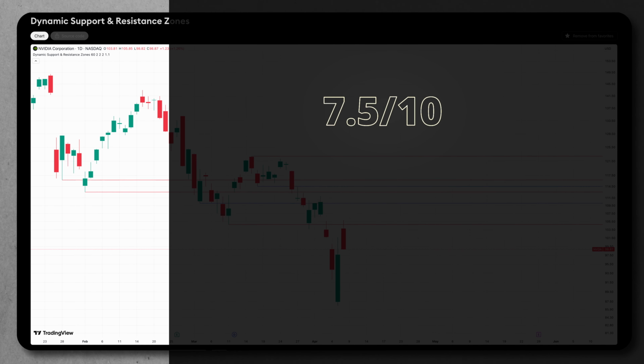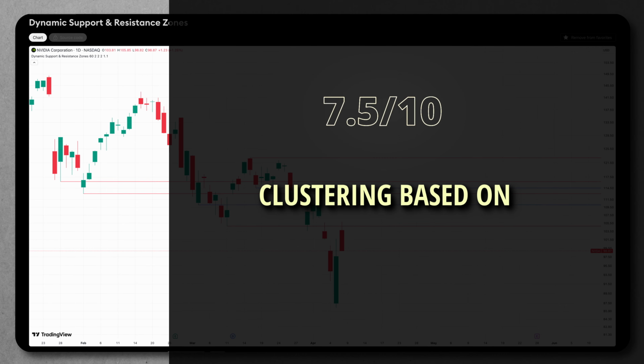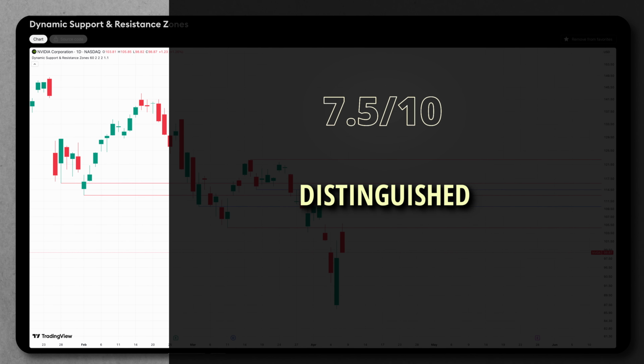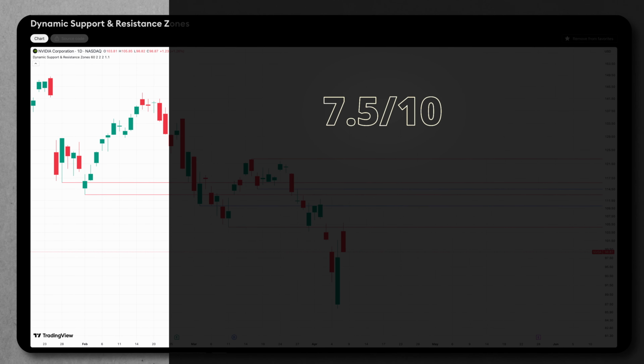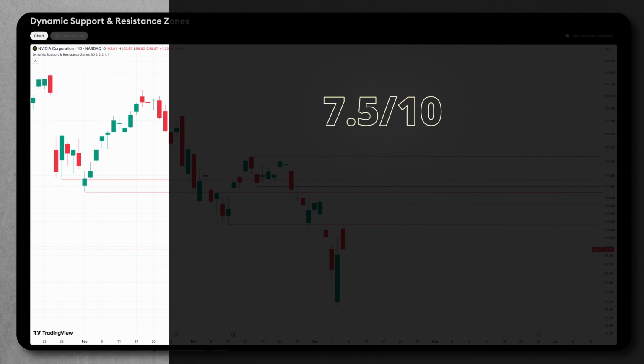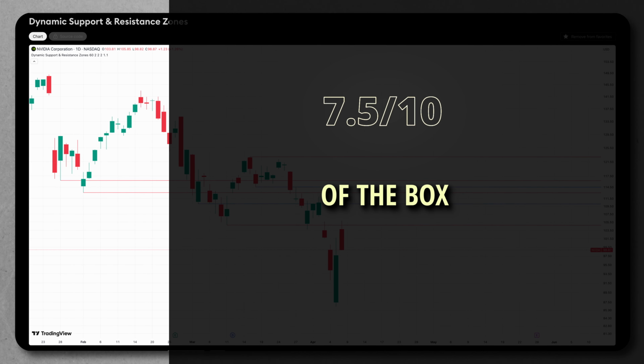The Dynamic Support and Resistance Zones indicator provides well-defined levels through pivot clustering based on real price behavior. Zone strength is visually distinguished, aiding quick analysis. While tuning is required for optimal results, especially across timeframes, the built-in logic and default settings make it effective right out of the box for many users.